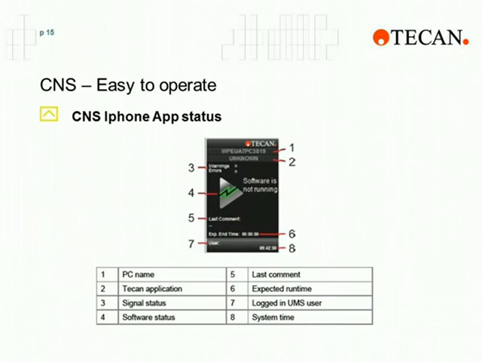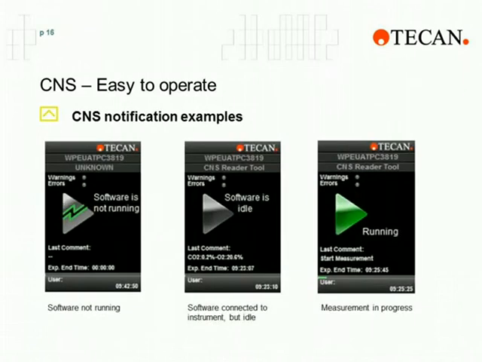A few examples of the CNS iPhone app status are shown in the next few slides. The information transferred includes the PC name, the Tecan application, for instance the Freedom Evo or the Magellan software running, the signal status, the last comment you have put in, the expected runtime, of course the system time, and which user in the user management system has been logged in with the CNS.